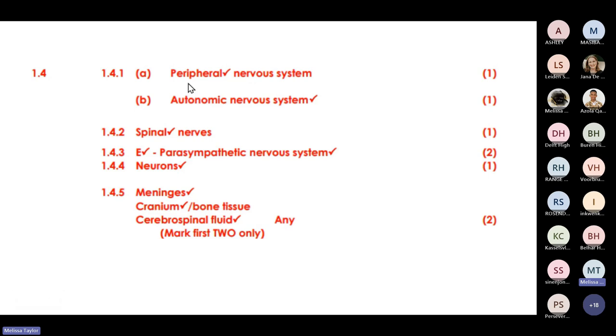Okay, so here you can see how the tick is not on nervous system, it's on peripheral spinal nerves. And here we give a tick for the letter and the answer for 1.4.3.